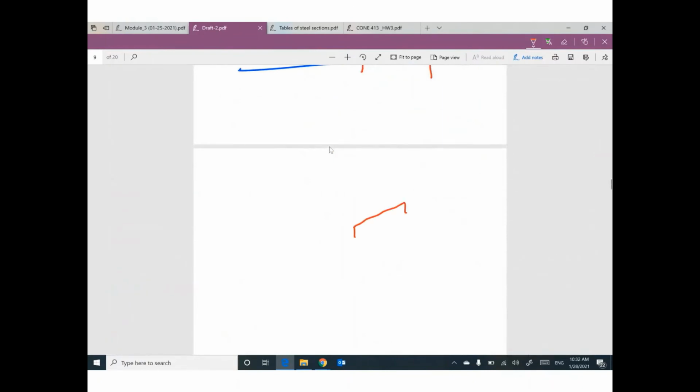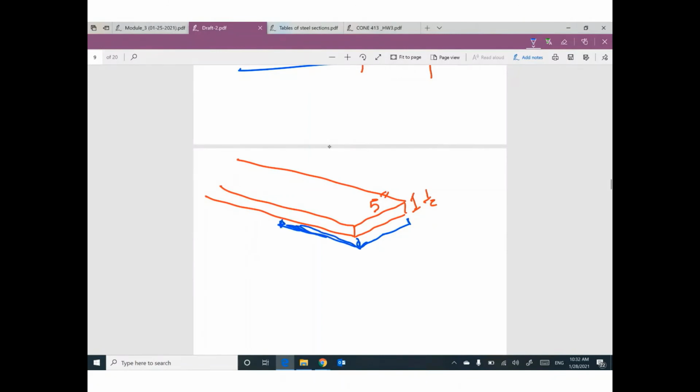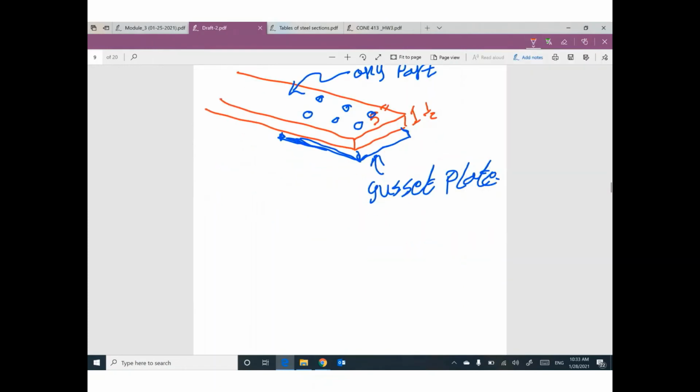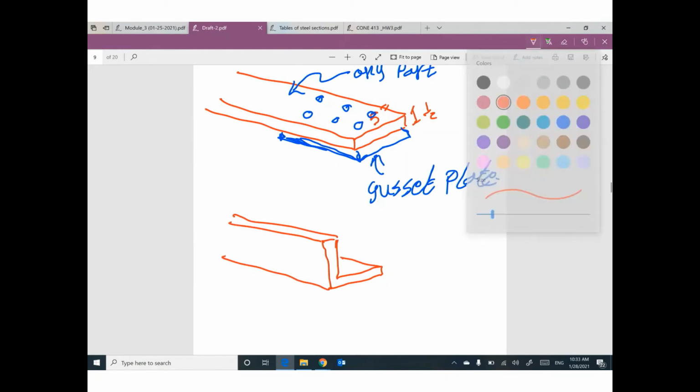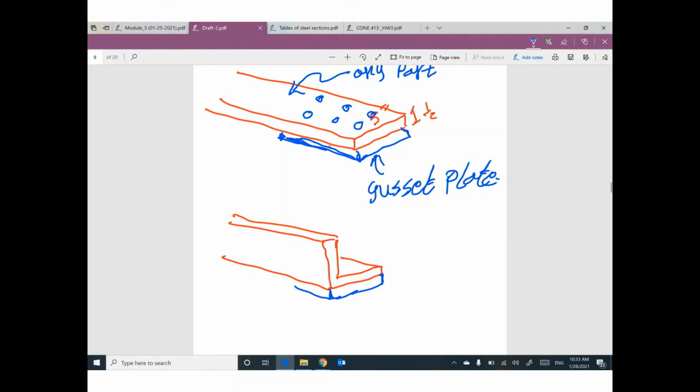I mean we have this plate, 5-inch times 1/2, and this plate is connected to a gusset plate by 6 bolts. Do you have any part of this plate or of this member that is disconnected from this gusset plate? Remember the case of an angle? If you have an angle as a member, and this angle is connected to this gusset plate by these bolts.